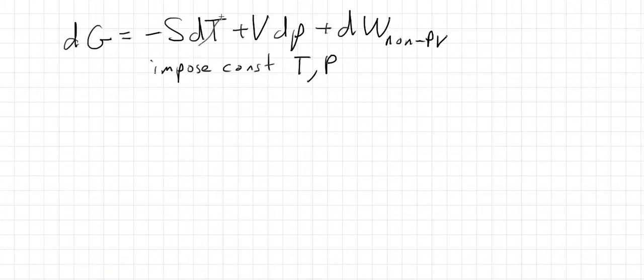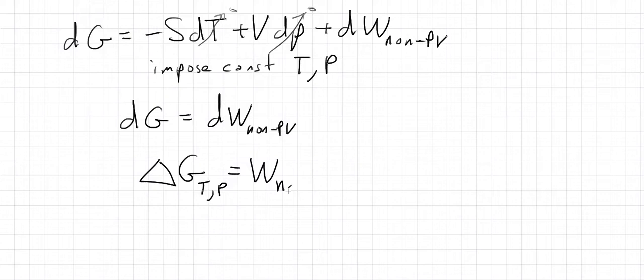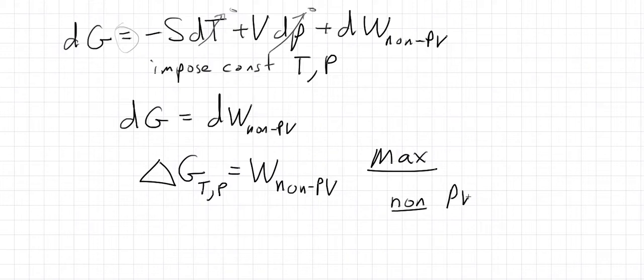Well, in that case, we could get rid of this term, and we can see dG is equal to the non-PV work. So if we just integrate this, we get delta G at constant T and P is equal to the non-PV work. And once again, this is saying that we're working reversibly. So this is the maximum non-PV work. Okay, so what's an example of this? Well, if we wanted to calculate the maximum amount of electrical work we could get out of a fuel cell or battery, we would be using delta G.